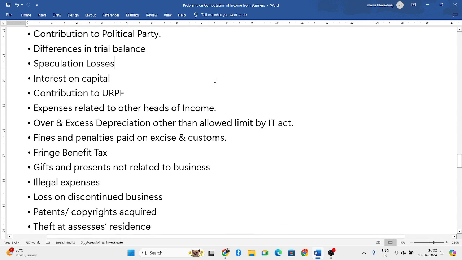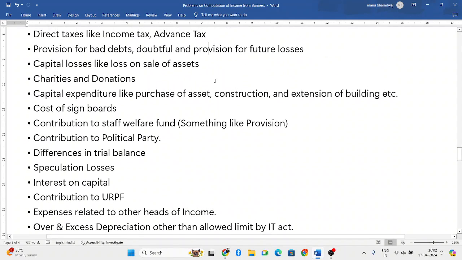Capital expenditure. Purchase of asset or construction or extension of building, these are all capital expenditure. So any capital expenditure is inadmissible.